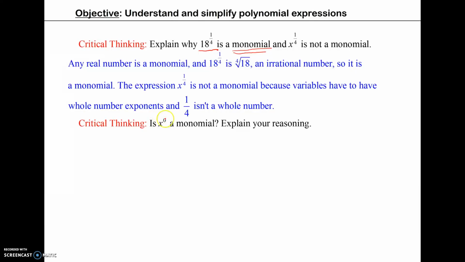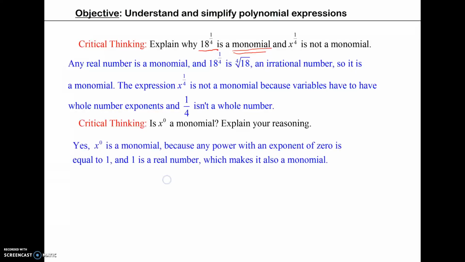Okay, how about x to the 0? Is that a monomial? That is a monomial. Remember, anything to the power of 0 is 1. You could have 5 to the power of 0. You could have 1500 to the power of 0. Anything to the 0 power is 1. So therefore, x to the power of 0 could also be a whole number.